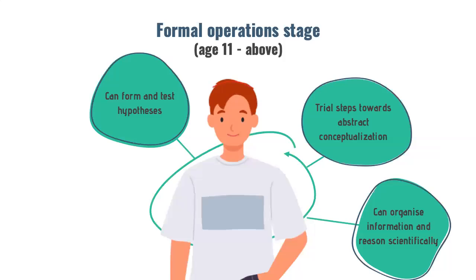The next stage, a more established stage, is the formal operations stage, age 11 and above. In this stage, the person can form and test hypotheses. They gain abstraction skills and have higher order thinking, and they can organize information and make reasoning in a scientific way. These are the steps by which the child or young adult forms abstract conceptions in this stage, and they can continue to learn more higher order thinking skills, which is required.